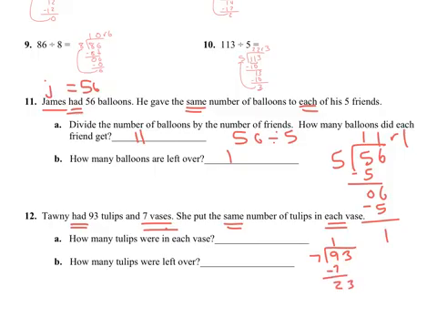Bring down the 3. How many times will 7 go into 23? 7 will go into 23 3 times. 3 times 7 is 21. Subtract those. What's my remainder? 2. Now how do I know that I'm done? Well, whenever that remainder is smaller than the divisor, I'm done dividing. So my final answer is there are 13 tulips in each vase with the remainder of 2.